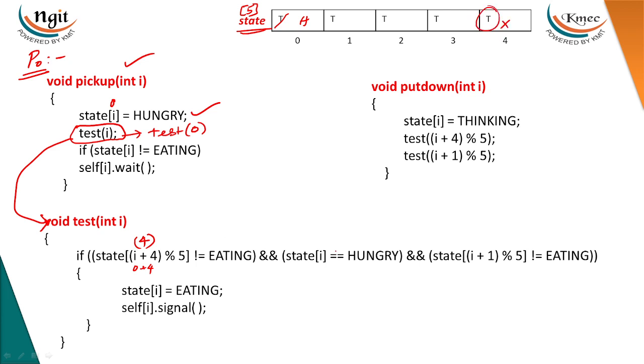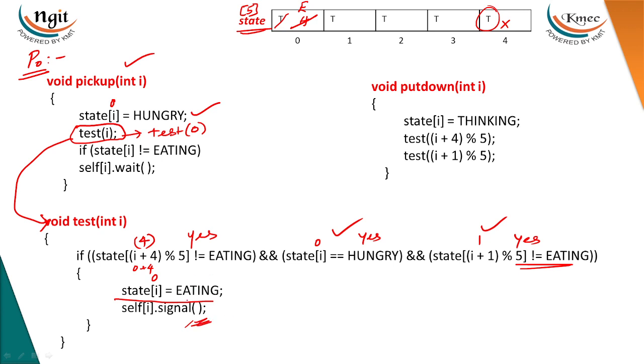Now state of i equal to hungry, state of 0 equal to hungry, yes. So this is yes and this is yes. And let us take state of 0 plus 1, that is state of 1, is also not eating, yes. So all three conditions are true. Then state of i, so state of 0, to eating. Now I am changing state of 0 to eating and it will implement self dot signal. So there is no self dot signal.